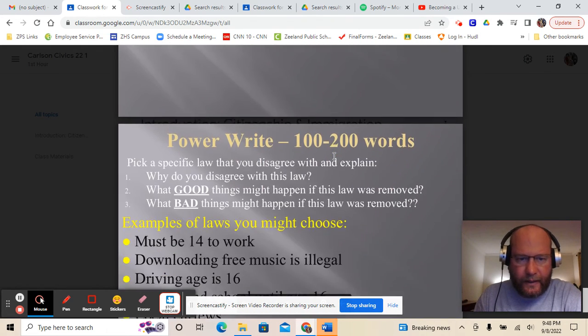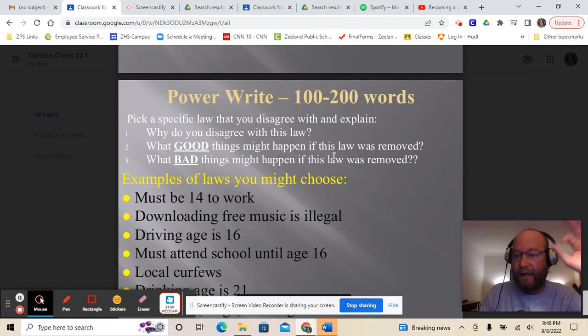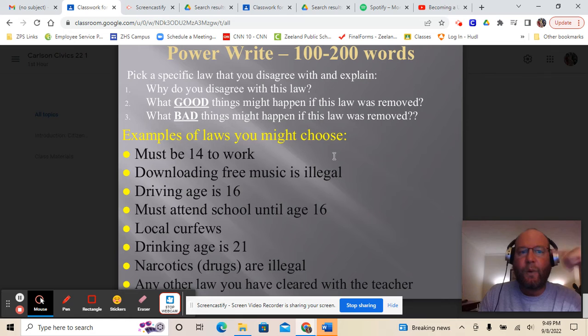Okay, we can skip this one here. So here's the assignment that you're going to have, and you're going to have 30 minutes to do this, to work on it in class. It's not due till Tuesday, but we want to give you some time here in class to work on this. So what it is, it's called a power, right? So it's power, it's fast, it's quick, it's strong.